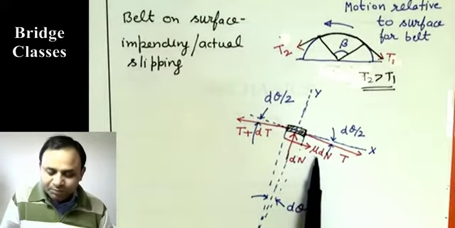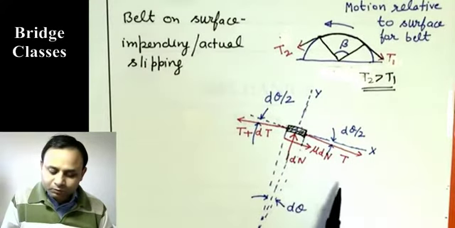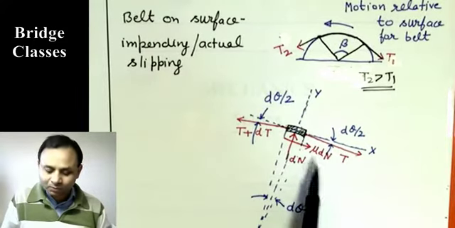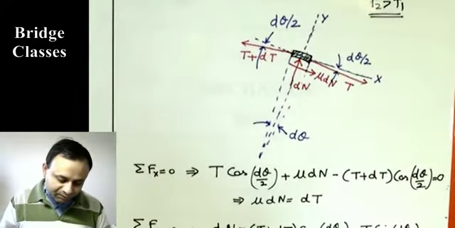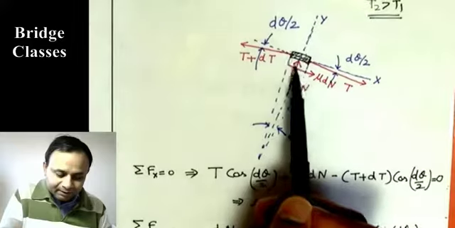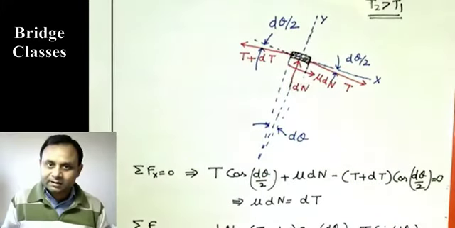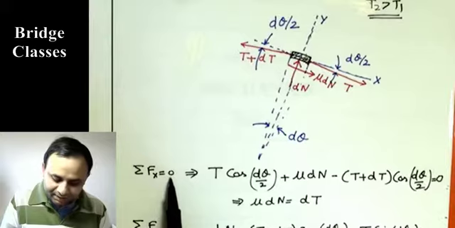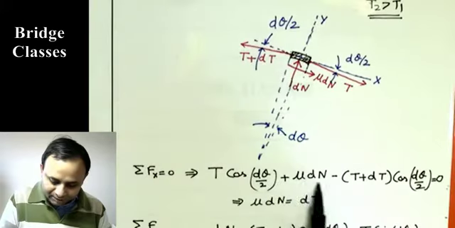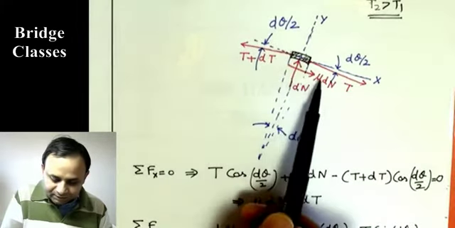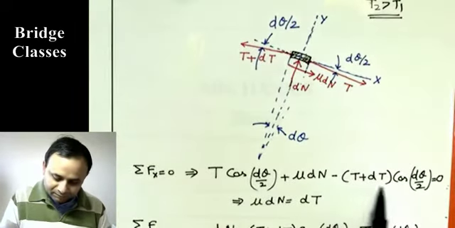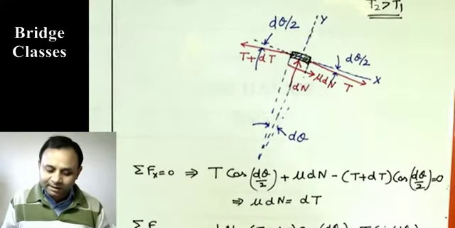And this mu could be mu s if the belt is about to slip, or it will be mu k if it is actually slipping. So we can substitute mu s or mu k for mu. Now we do a force balance on this in the x and y directions for equilibrium, and we are also neglecting the inertia of the belt, considering its mass negligible. The sum of forces in the x direction is 0. That gives us T cos(d theta by 2) plus mu dN, this frictional force, minus (T plus dT) cos(d theta by 2) equals 0.